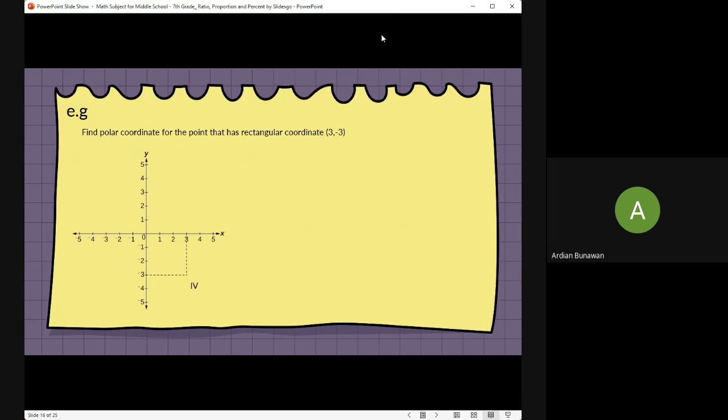This is an example of polar coordinates. First we get the r value, then we get theta, and because the point is in quadrant 4, there are 2 answers. It can be (2 root 3, minus 1/4 pi), and (minus 2 root 3, 3/4 pi).